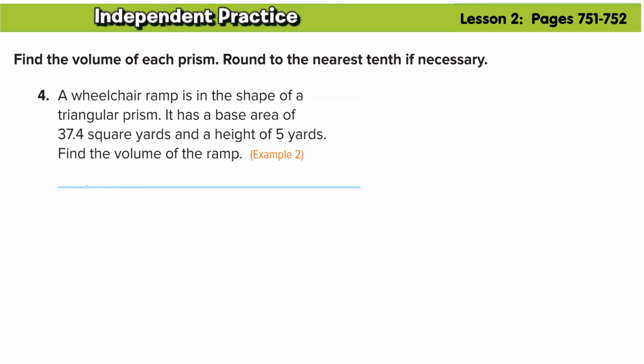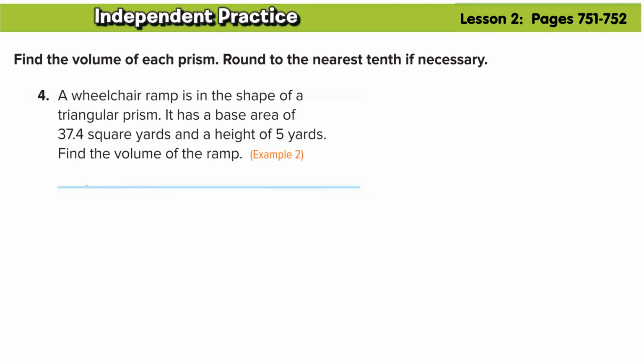Find the volume of each prism. Round to the nearest tenth if necessary. 4. A wheelchair ramp is in the shape of a triangular prism. It has a base area of 37 4/10 square yards and a height of 5 yards. Find the volume of the ramp.